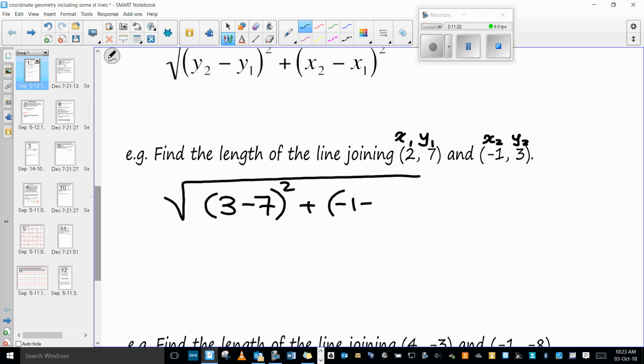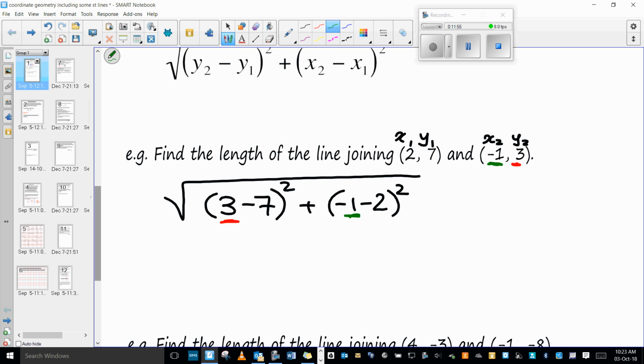-1 subtract 2. Now, the order is important in that you need to be consistent. Because we started with this value here, we have to start with this value here. Otherwise it messes it up. So I'm going to show you completely switching them in a minute and you'll get the same answer. But if you only switch one of them, then it starts to go wrong.